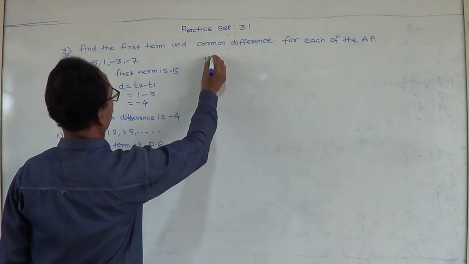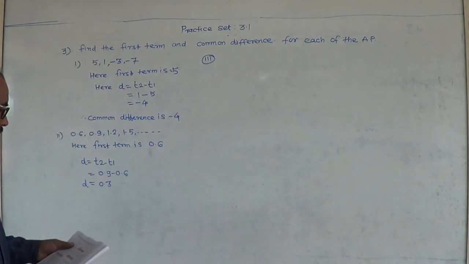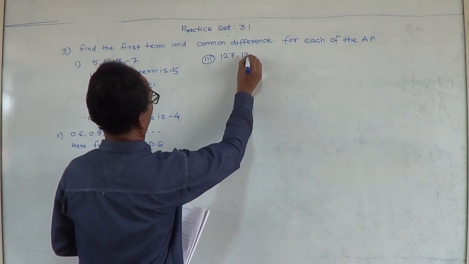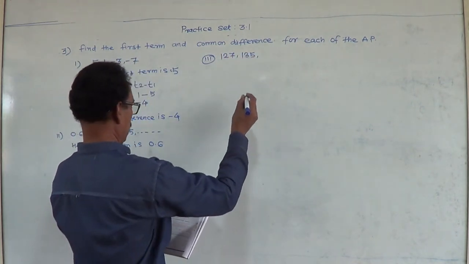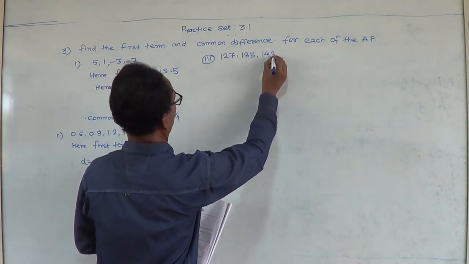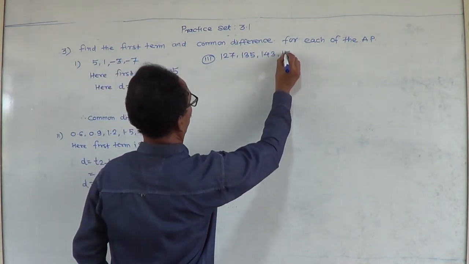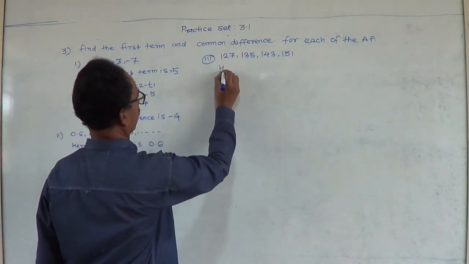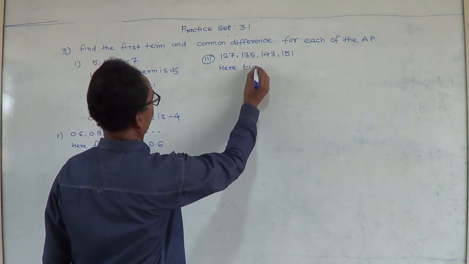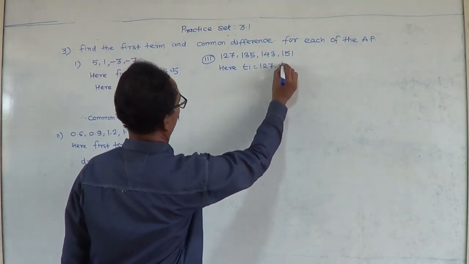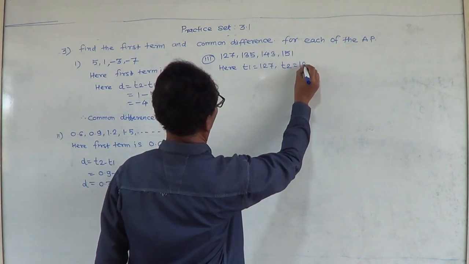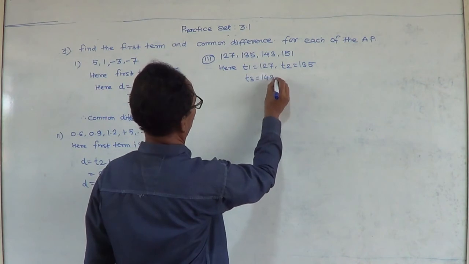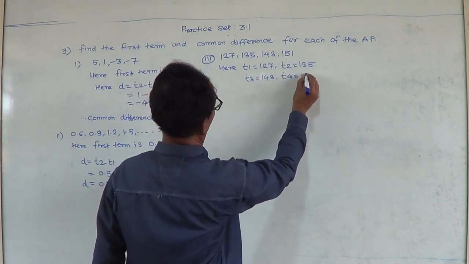Next, number 3: 127, 135, 143, 151. Here T1 is 127, T2 is 135, T3 is 143, T4 is 151.